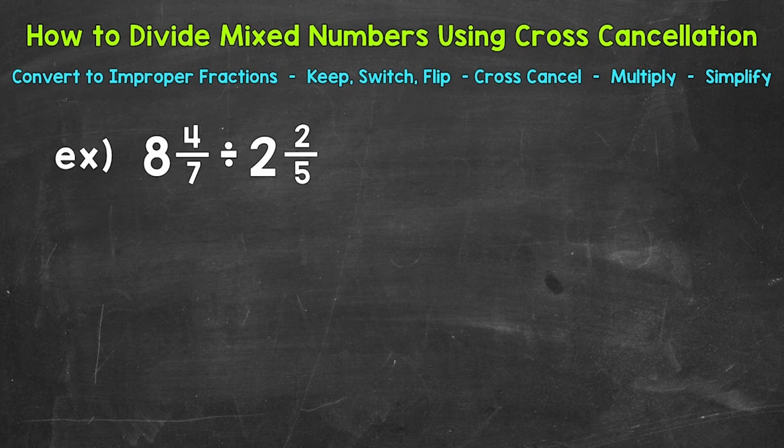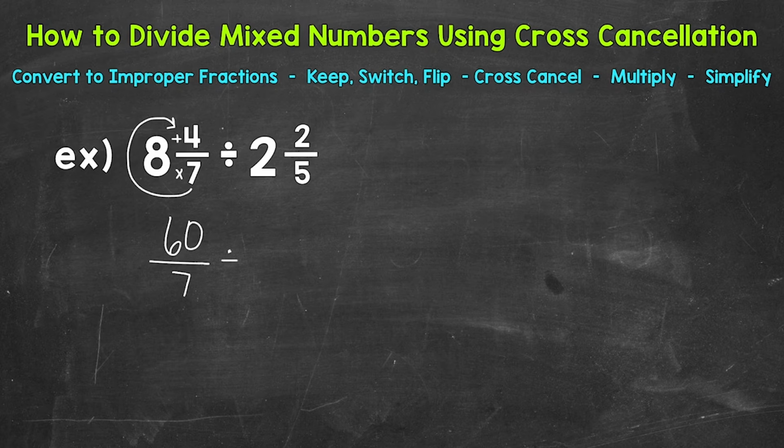Now the first thing that we want to do is convert these mixed numbers to improper fractions. That way we just have a numerator and a denominator, and we can move forward with our steps. So we'll start with 8 and 4/7. We'll start at the bottom and work our way to the top. We multiply, then add. So we do our denominator times the whole number. 7 times 8 is 56, plus our numerator of 4. So 56 plus 4, that gives us 60. We keep our denominator of 7 the same.